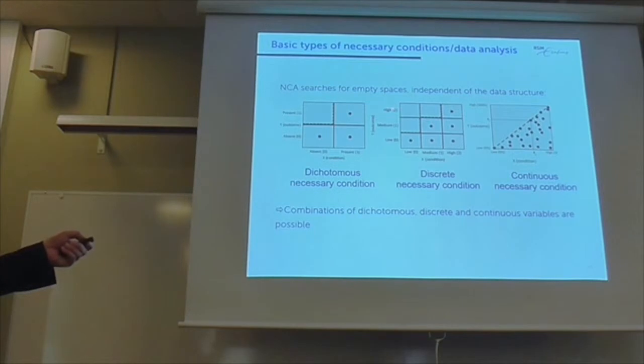So for having a high level of y, in this example, you must have a high level of x. But for a medium level of y, you need to have a medium level of x. But if you have a medium level of x, you can have a low level of y, a medium level of y, or a high level of y.